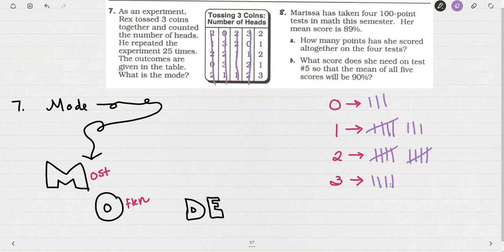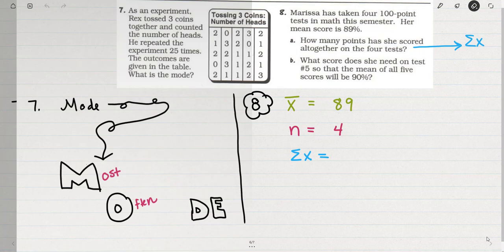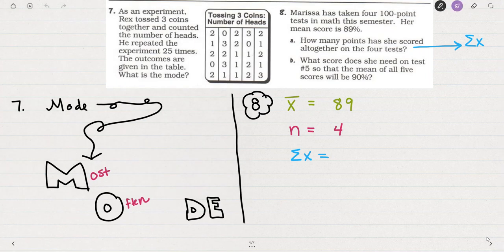The mode is standing out pretty clearly as the number that appears the most often, the 2, it seems. But using these tallies might be a good way to organize the information and to be able to find that mode pretty easily. And finally, number 8, Marissa and her grade.